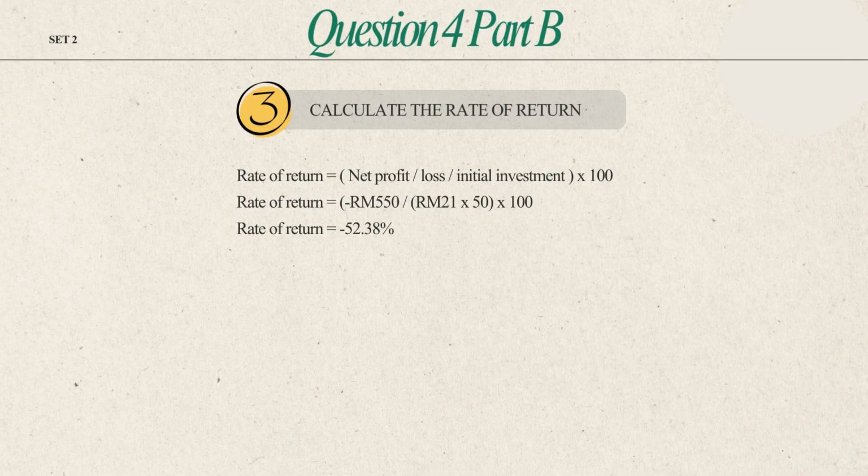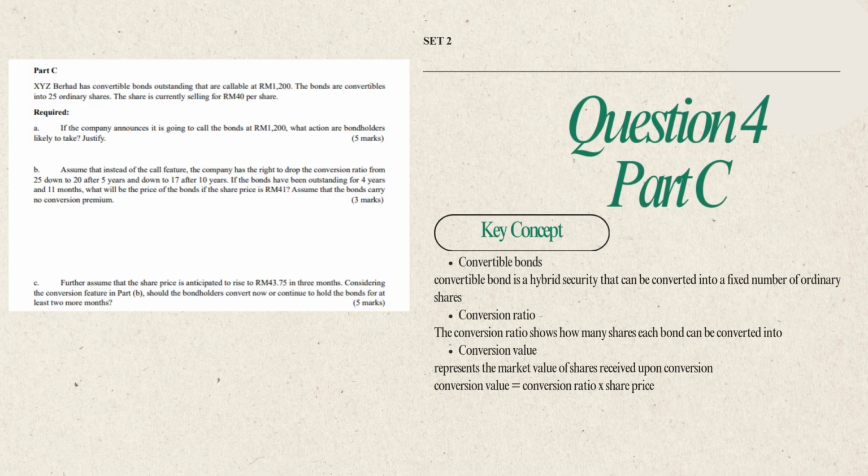The formula is net profit or loss divided by initial investment. That figure will be multiplied by 100. So we get the loss from the previous calculation, which is 550, and we divide it by the initial investment, where 21 ringgit times 50. And that figure we multiply by 100, and the answer is negative 52.38%.